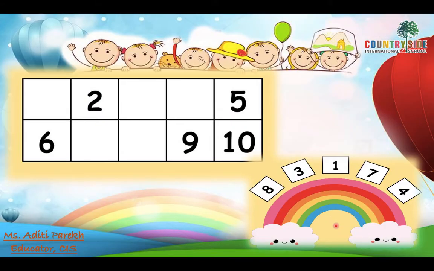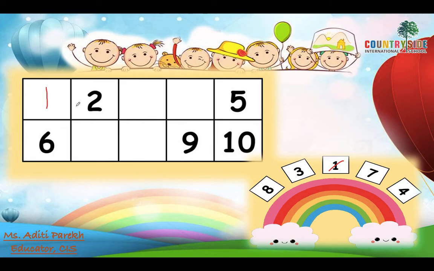Now, first of all, we will do the fill-ups from number 1 to 10. So here we have the number fill-up, and down here you can see we have the number cards. One by one we'll cut the cards and write the correct number in the fill-ups. So the first fill-up is here. Which is the first number, children? Number 1. So from the cards we'll cut that number and write number 1 here.